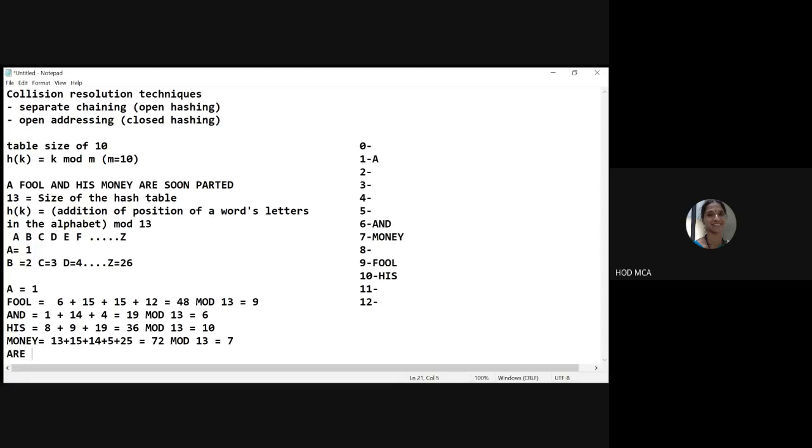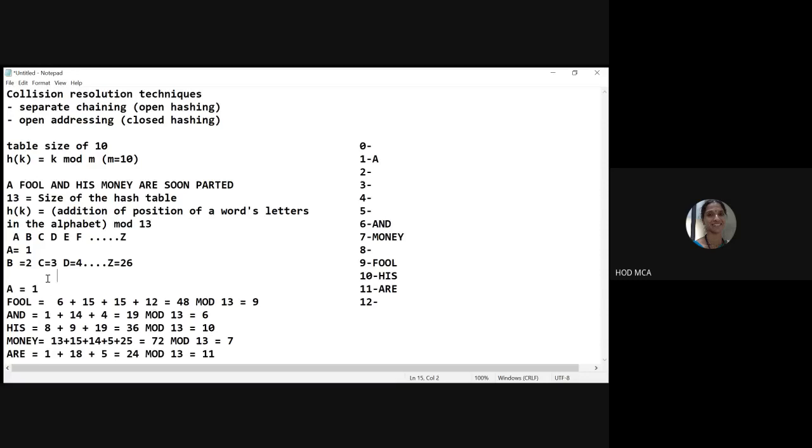Next, we have are. A is 1. R is 18. E is 5. So 1 plus 18 plus 5 is 24. 24 mod 13 would be 11. So in the 11th location, you will be storing are. All right.